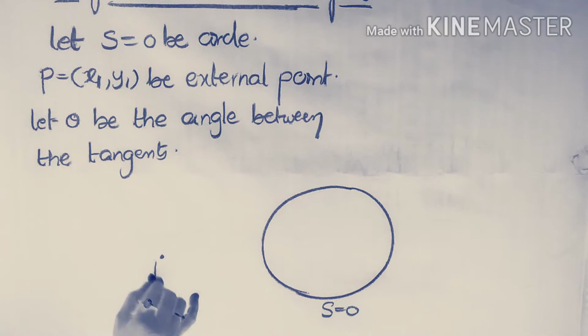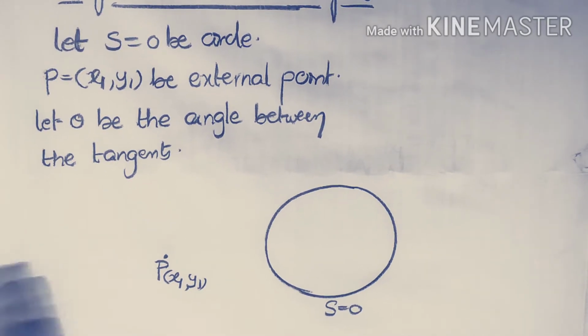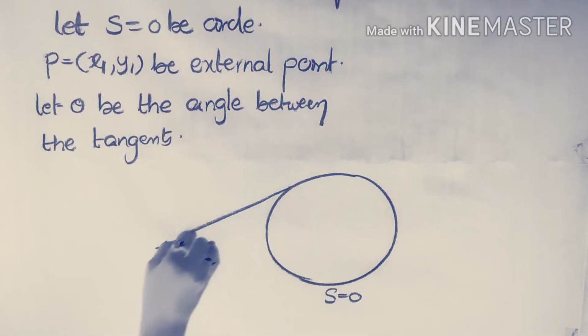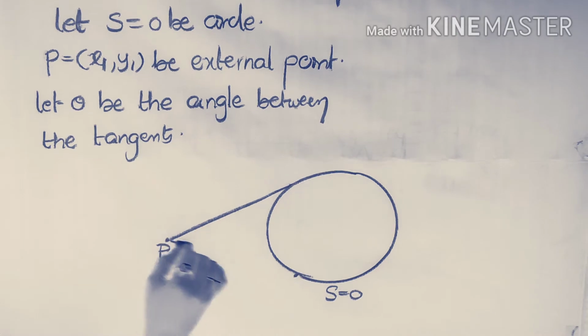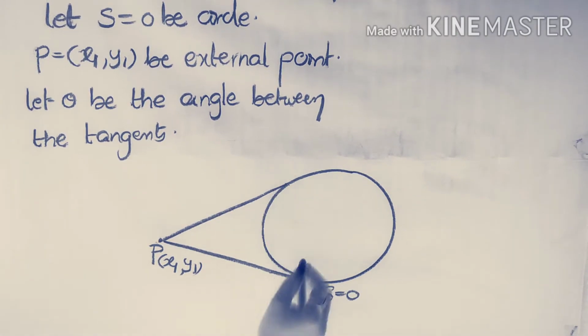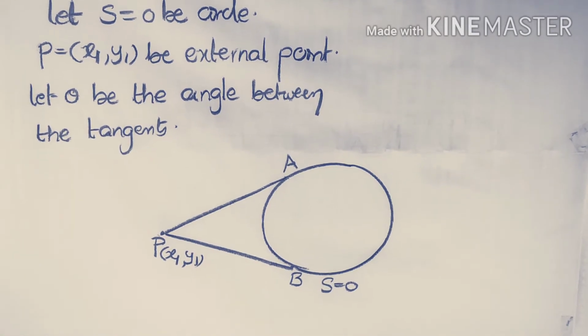Next we are taking one external point P = (x1, y1), P any external point. Now from this external point we are drawing two tangents to the circle. These are the tangents which are drawn from the point P to the circle. Now the two tangents touch the circle at the points A, B.